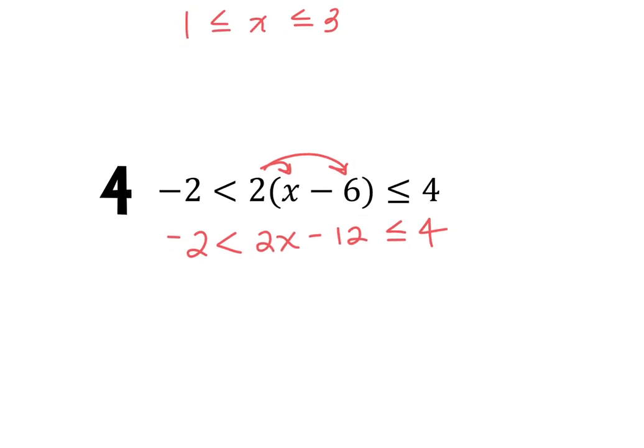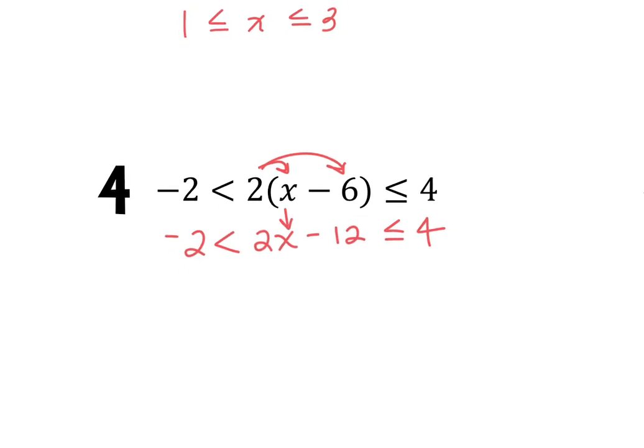So now, again, working to get that x by itself, we're going to get rid of that 12 first. Just making sure you do it to both sides. If you guys make a mistake on these problems, it's because you forget to do it to both endpoints.